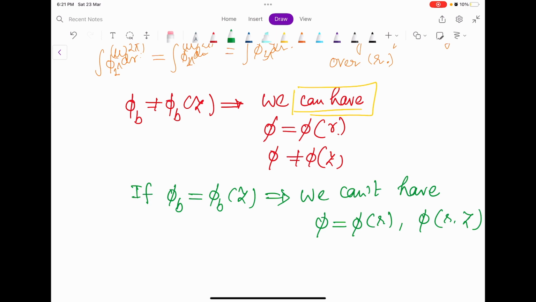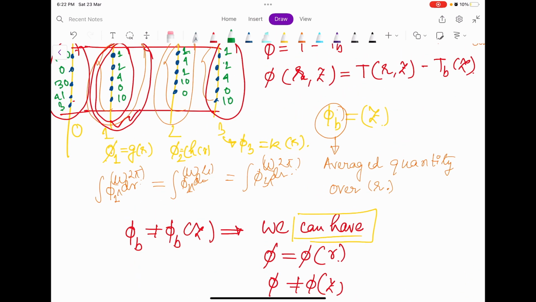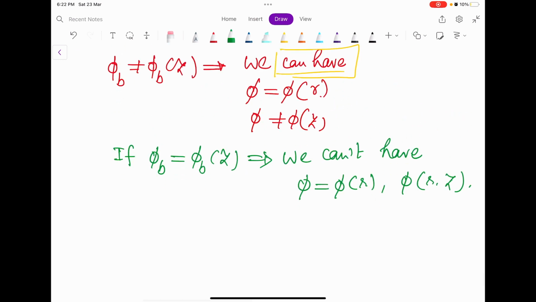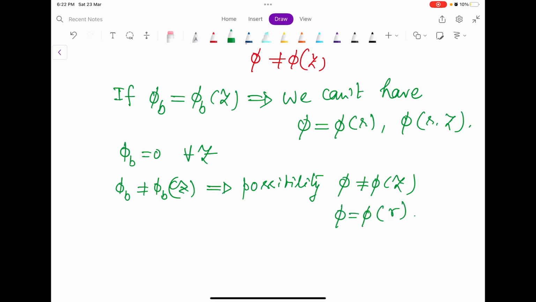So I hope that I am clear. I have tried to convey this concept because this is the crux of the next part that I will do. So now I have seen that my phi b is 0 for all z. That means phi b is not a function of z, right? So then I have a possibility that phi will also not be a function of z. That is, phi will only be a function of r.